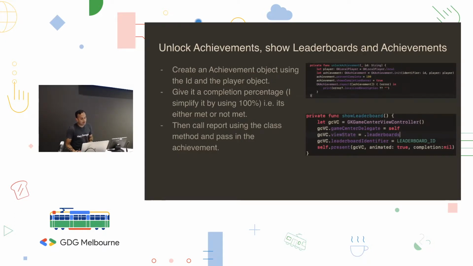When you look at the last line, which is self.present, it's very similar to start activity for results, where it will present a view controller on top with whatever you kind of ask for. And the completion handler is just something that you can use to perform an action at the end of showing the leaderboard or the achievement.